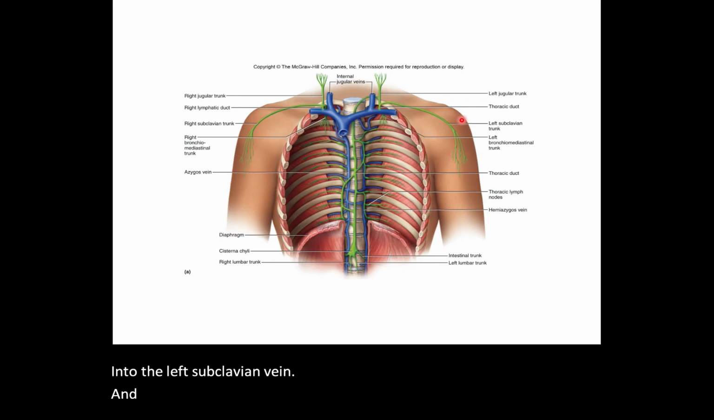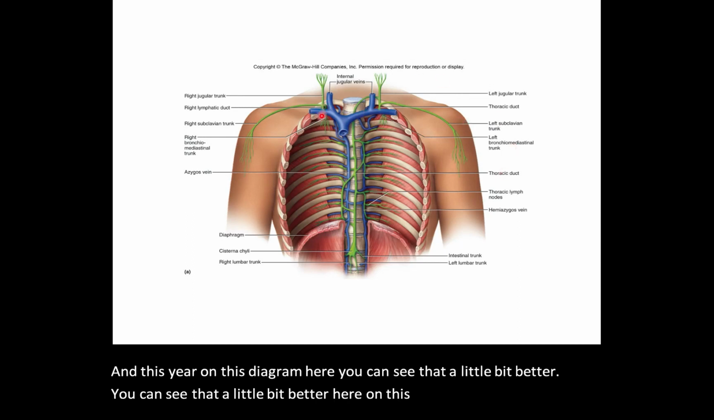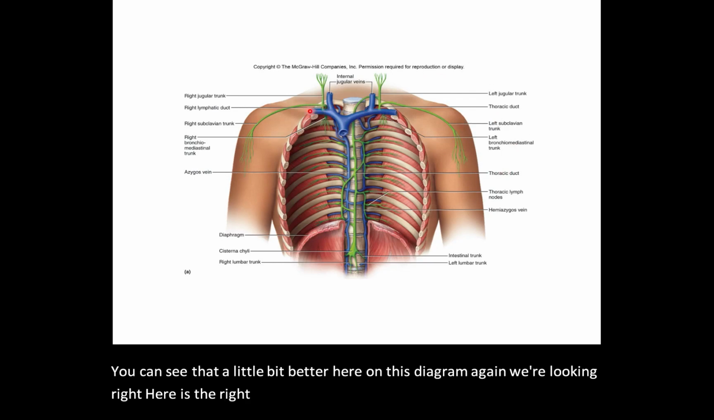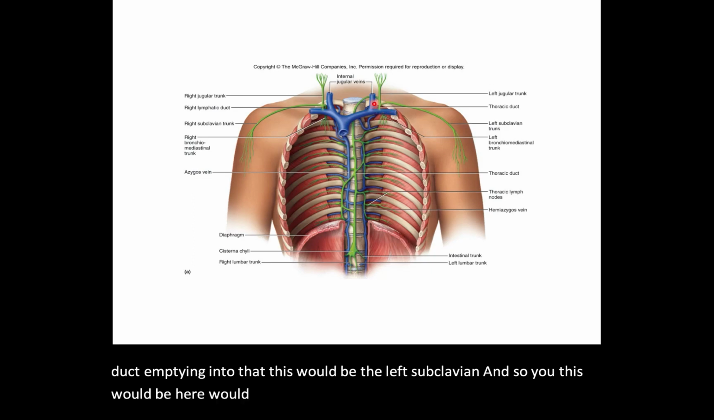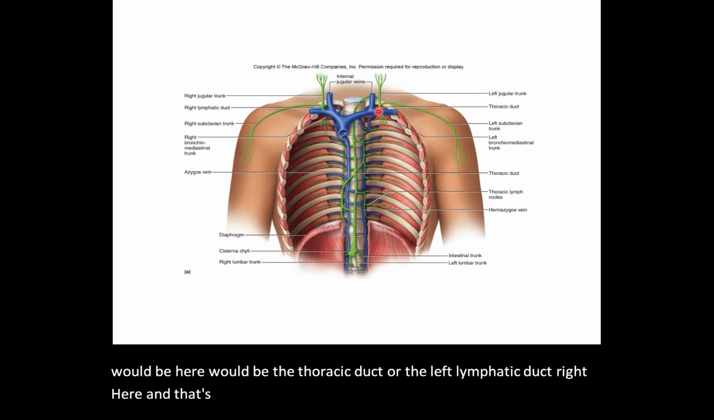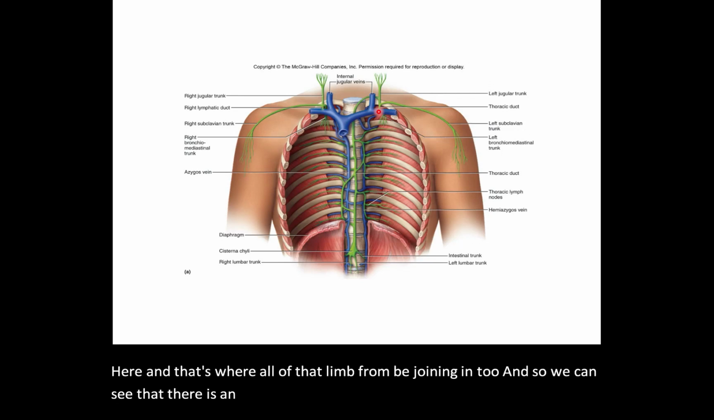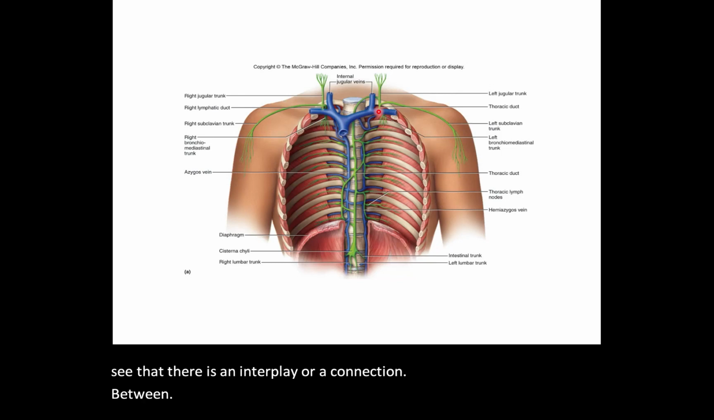You can see that a little bit better on this diagram. Again, looking right here is the right subclavian, and so this would be the right lymphatic duct emptying into that. This would be the left subclavian, and this here would be the thoracic duct, or the left lymphatic duct, and that's where all of that lymph would be joining in. So we can see that there is an interplay or a connection between the lymphatic system, the immune system, and the cardiovascular system.